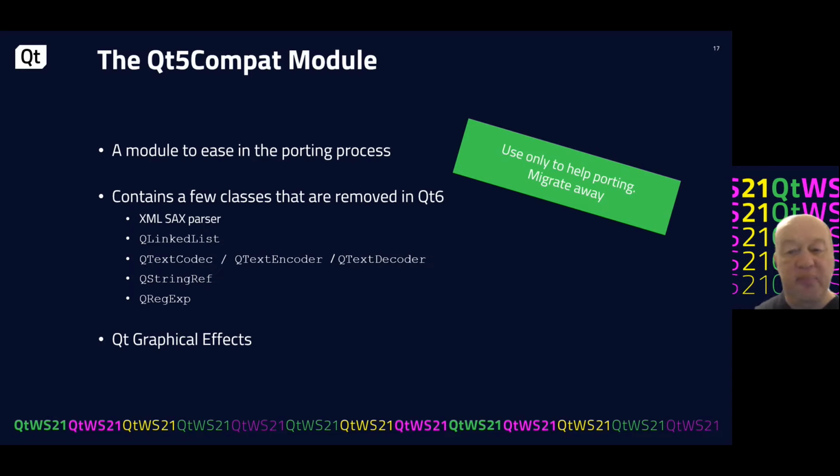And then there is the Qt5 compatibility module. This is only there to help you with migration to Qt6. It's not advised that you continue using it, but it's the stepping stone to Qt6. So whenever you have done porting, you should also consider getting rid of this module in your code. The module contains a couple of the classes that were in Qt5 but have been removed in Qt6. So mostly they are string handling and SAX parsing for XML. And also the graphical effects are there.